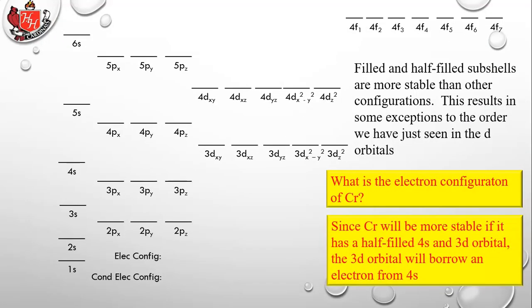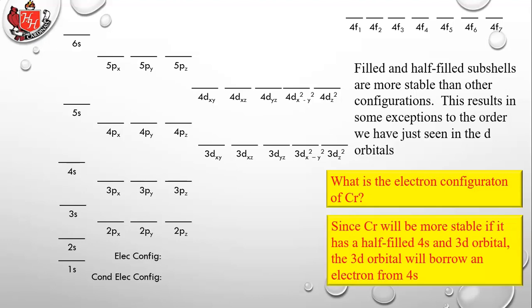Okay, now we're going to get into a little bit of an exception, and it corrects something I just told you a minute ago. Filled and half-filled subshells are more stable than other configurations. This results in some exceptions to the order we have just seen in the d orbitals. You're going to see it's just a couple of little exceptions, but you want to remember them. They could test you on this because they figure if you understand this, you understand all the more basic stuff.